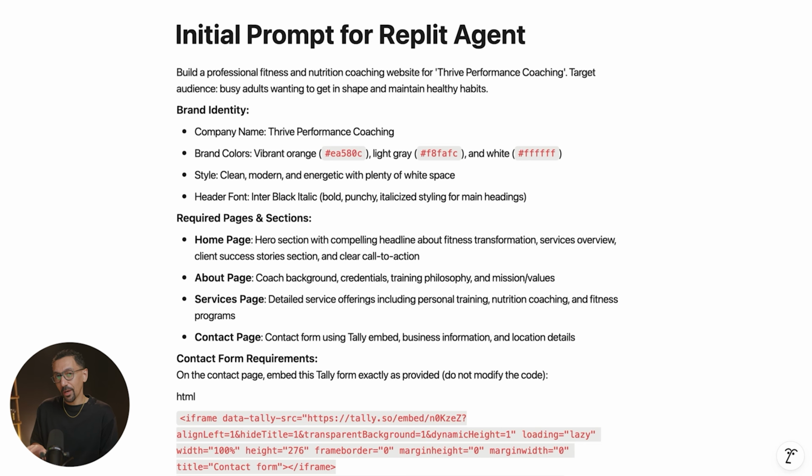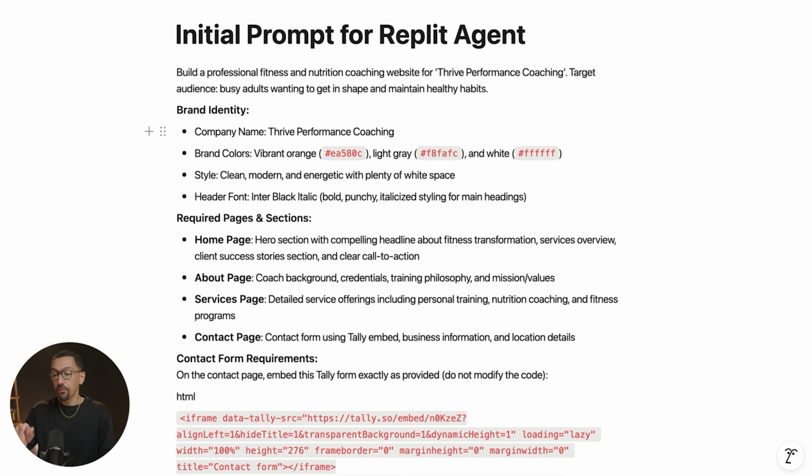So the first thing we want to have in the prompt is the purpose. Here you can see a clear statement of what is being built and who it's for. Our website is going to be called Thrive Performance Coaching, and the target audience is going to be busy adults wanting to get in shape and maintain healthy habits with a busy lifestyle.